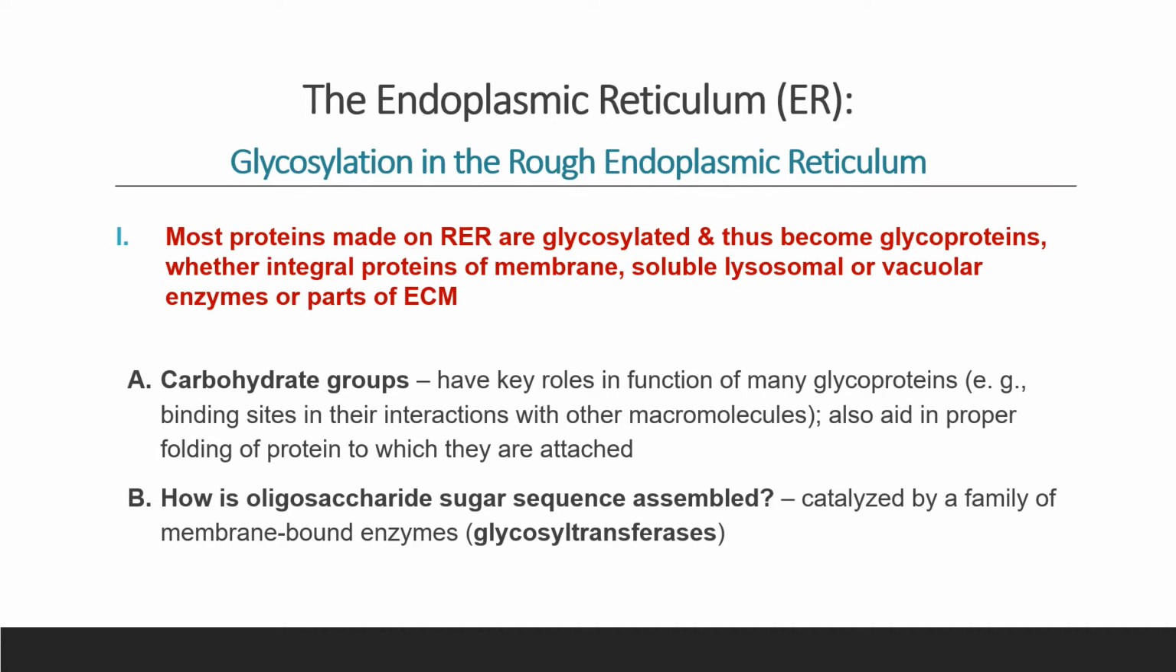Most proteins made on the RER are glycosylated and thus become glycoproteins, whether they are integral proteins of the membrane, soluble, lysosomal, or vacuolar enzymes, or parts of the ECM. The carbohydrate groups have key roles in the function of many glycoproteins, and they also aid in the proper folding of the protein to which they are attached. An example would be the binding sites in their interactions with other macromolecules.